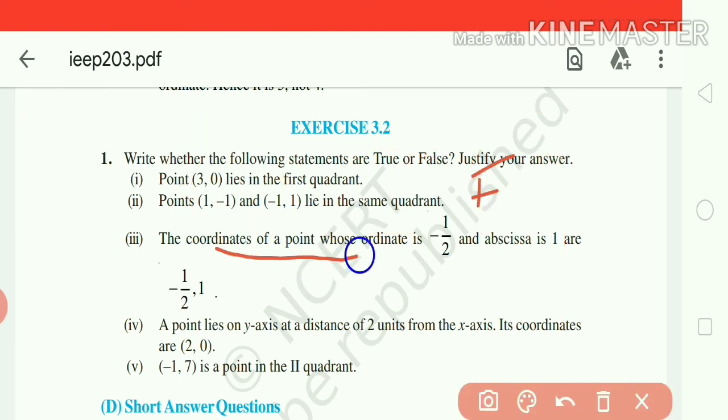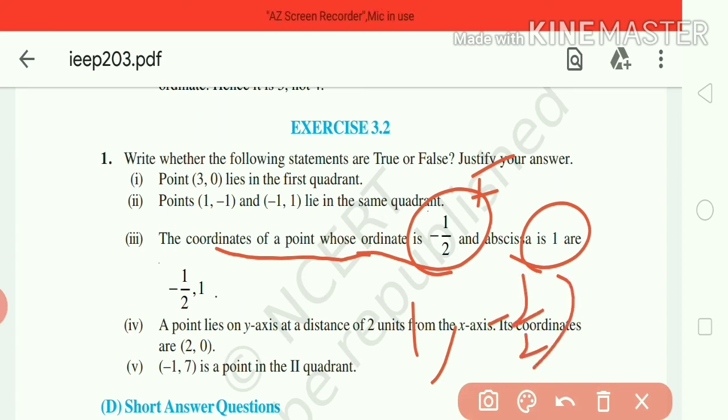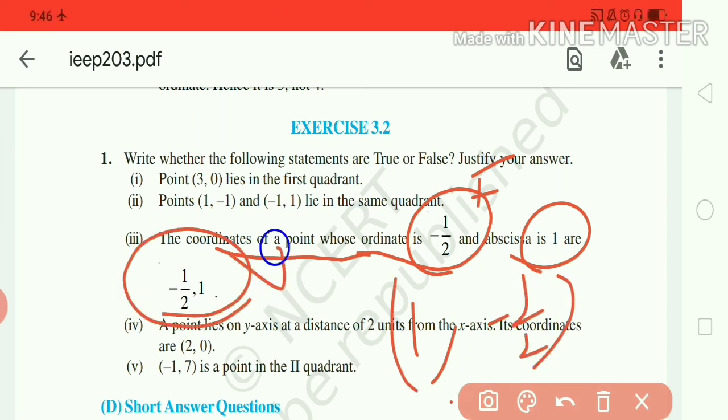Now the coordinate of a point whose ordinate is -1/2 and abscissa 1 can be written as (1, -1/2), right? And it is wrongly written as (y, x). But we have to write the coordinate by abscissa, ordinate, means value of x, value of y. So this is also a false case.